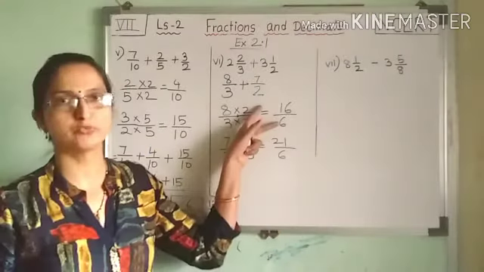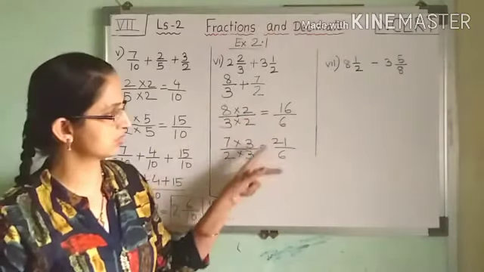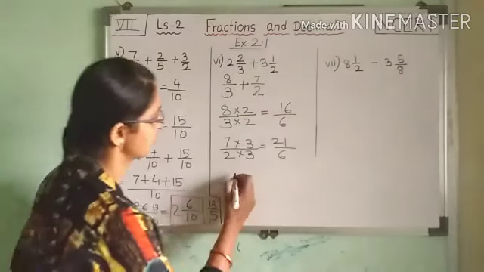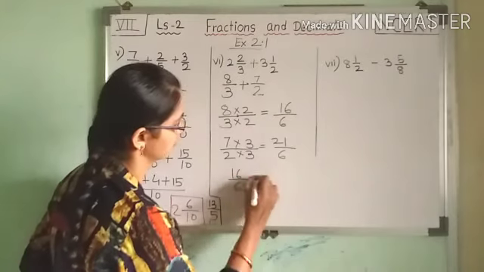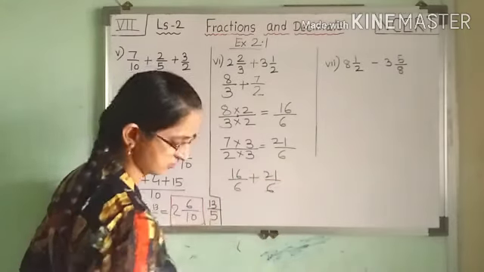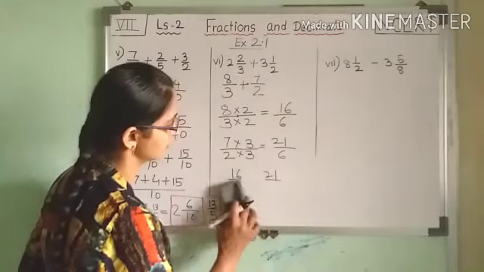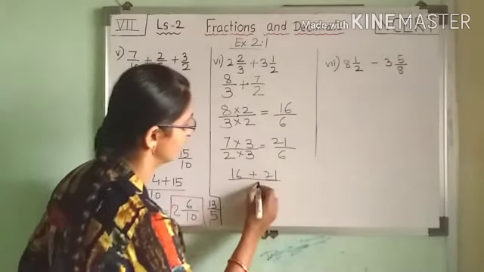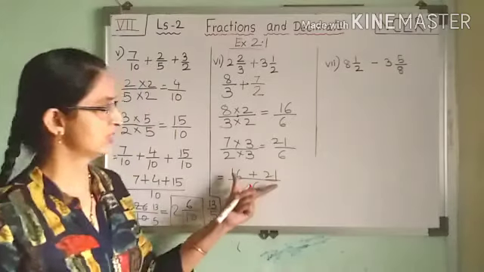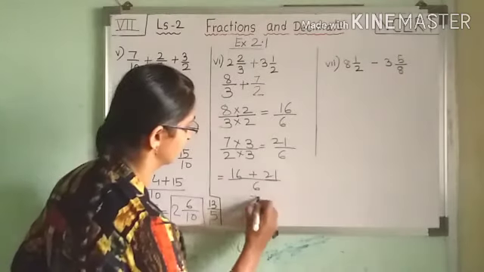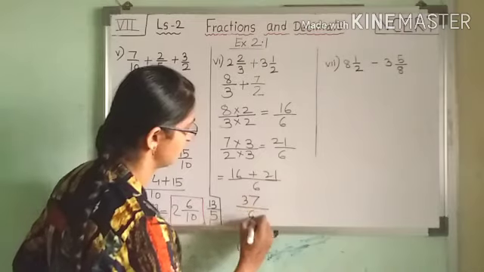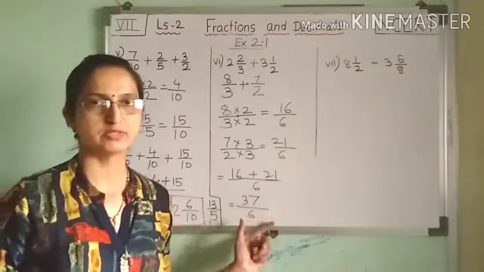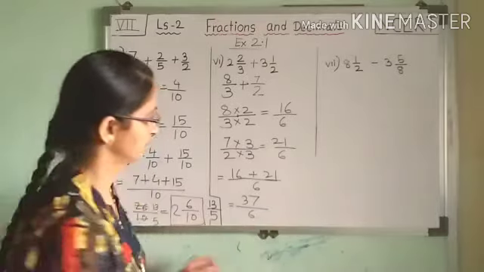Now we got two fractions, 16 upon 6 and 21 upon 6. Now it is very easy to add these two fractions. No need to write the denominator twice, you can write it once. 16 plus 21, 37 upon 6. So this is an improper fraction. We can convert it into a mixed fraction.